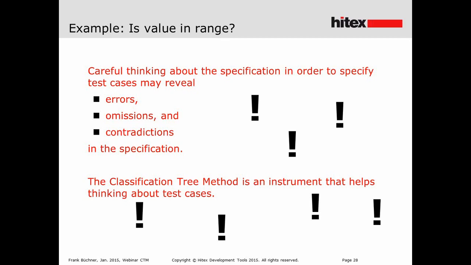But the classification tree method is a systematic method that helps you to define test cases, and it's much more likely that you will detect problems in your specification by using a systematic method. And this is the main thing I would like to tell you during this webinar. Please keep in mind that thinking about your test cases is a very, very important step during testing. And it's much more important to have good test cases than to have a good tool to execute the test cases. Okay, so let's go back to the tree.